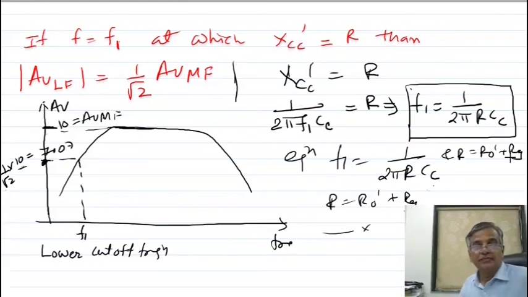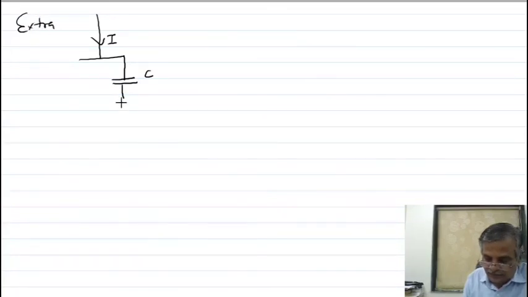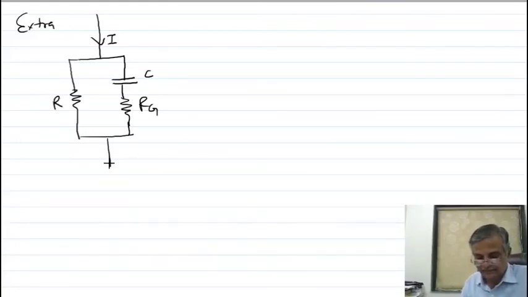Now something I am putting extra, the current distribution law, for your knowledge. If you want to do, you can do, otherwise you can ignore. For current distribution law I am discussing. Suppose this is your current, say I, this is your C, this is your RG, say this is some R or RO dash, then this can be drawn in this way also.